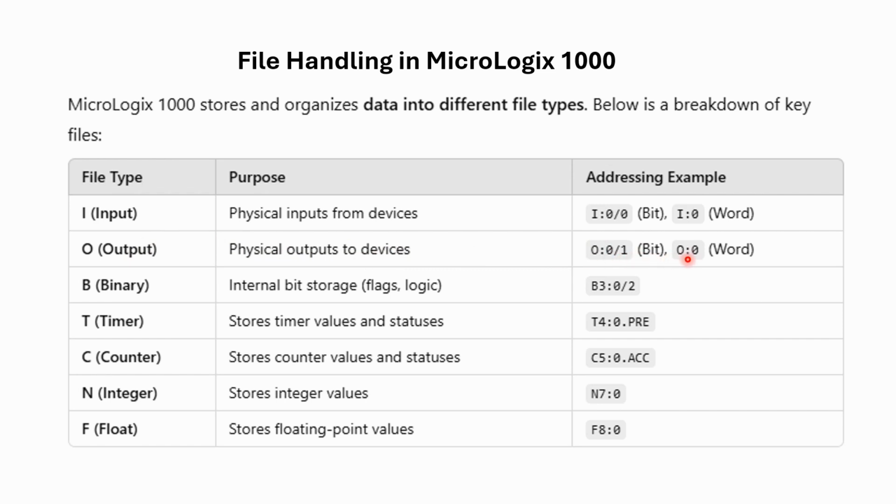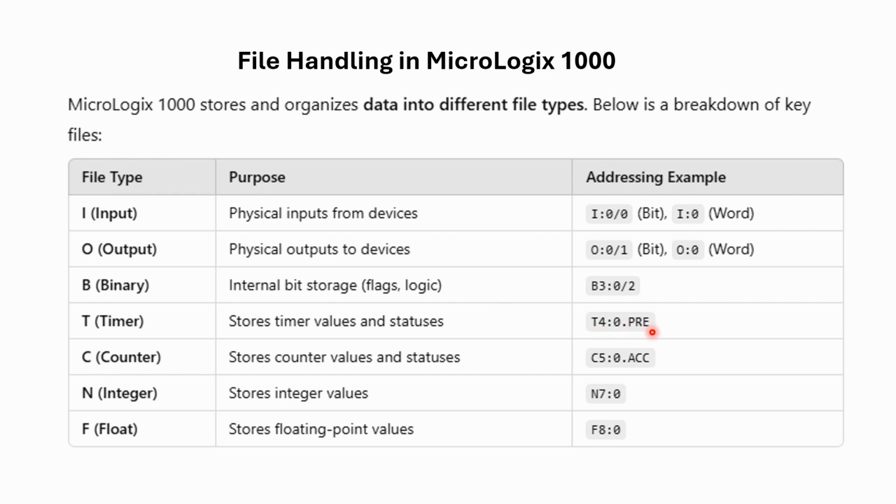O:0/1 is a bit. O:0 would be a word. You have the binary files, which are internal bit storage for flags and other logic. Here's an example of a bit, B3:0/2. So bit 2 of B3:0. Timers store timer values and statuses. Your presets, your accumulator values, your done bits for timers.